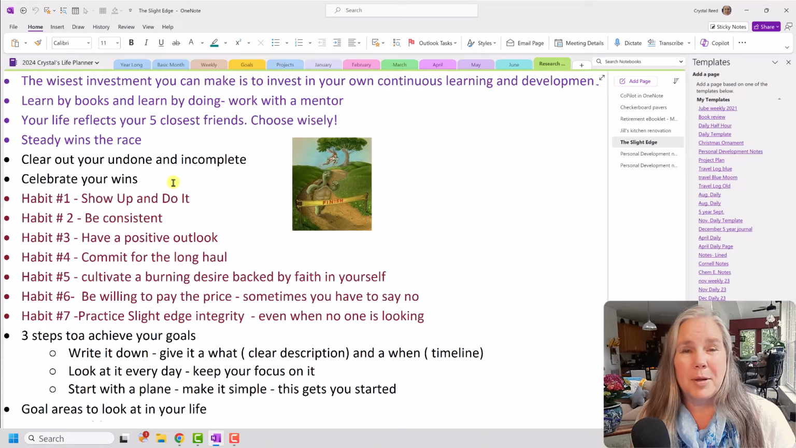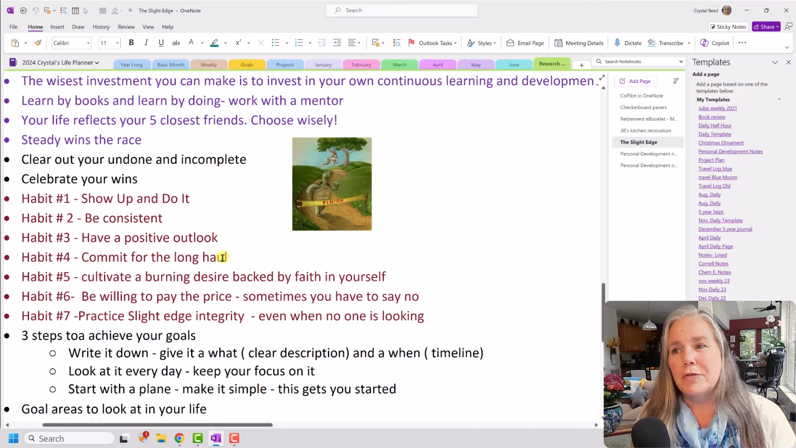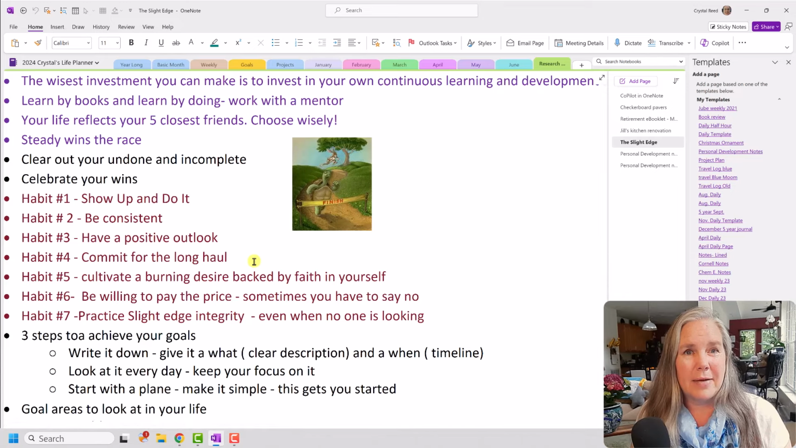Positive people are happier people, and happiness leads to success. Okay. Commit for the long haul. Remember, we talked about that compounding interest. You can't put $20 in the bank and expect to have $1,000 at the end of the week. It doesn't work that way. But if you're in it for the long haul and you're working for something down the line, that's when it pays off.